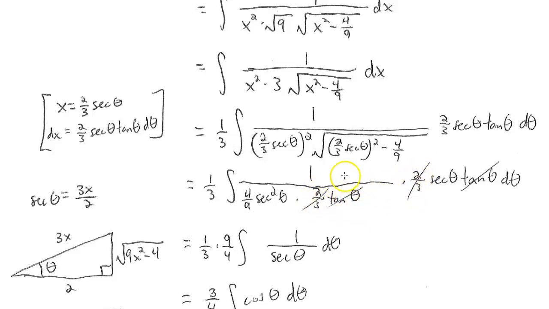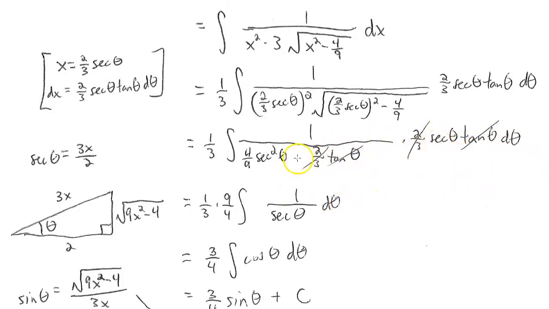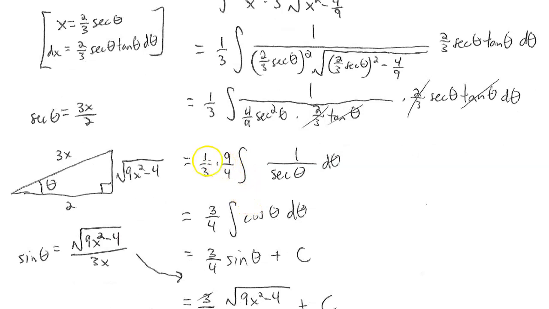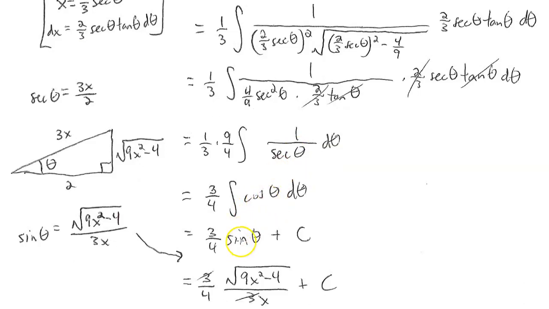Notice this 2/3 and that 2/3 will go away. This tangent and that tangent will go away. This secant and one of these secants will go away. So the only thing we're left with is a 1 over secant theta. Now this 4/9 down here in the denominator can come out front as a 9/4, because it's down in the denominator. And then the 9 and the 3 can simplify to be 3 over 1. So this is really 3/4 times the integral of 1 over secant theta, but 1 over secant is just cosine. And the integral of cosine is easy, right? It's just sine. So we have 3/4 sine theta plus c.